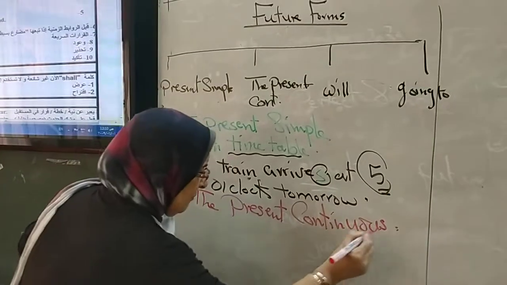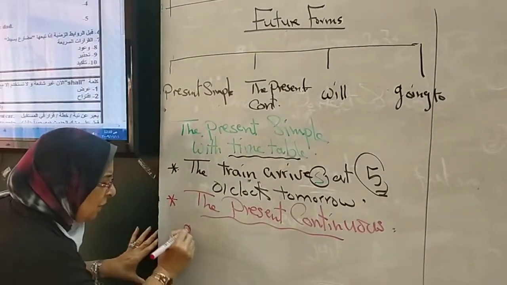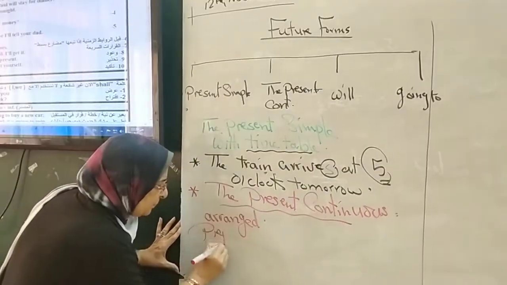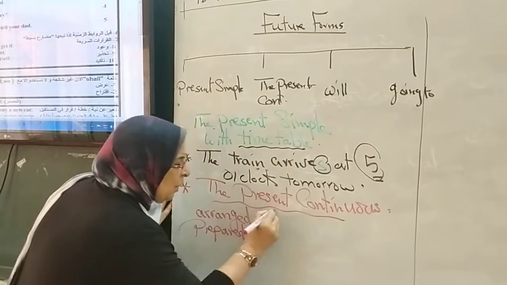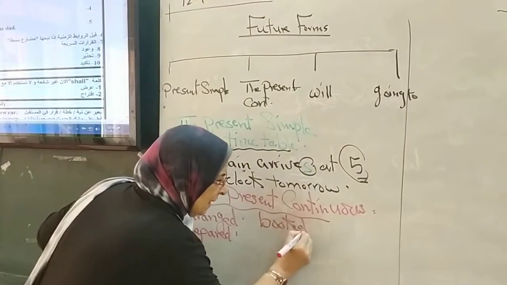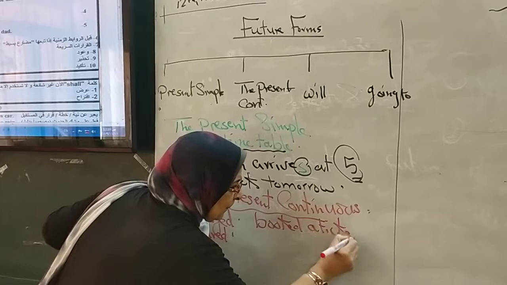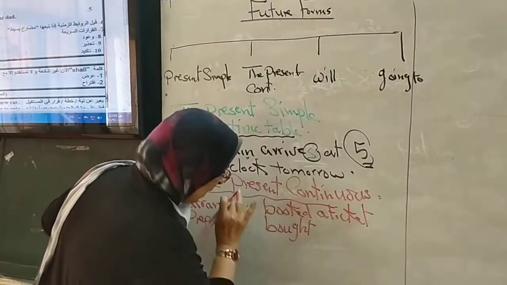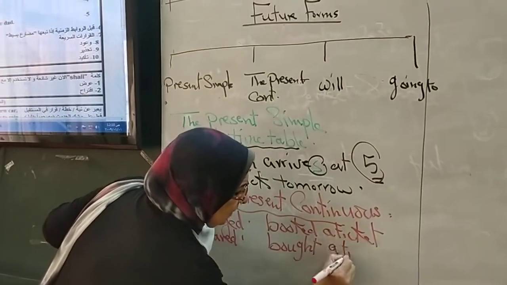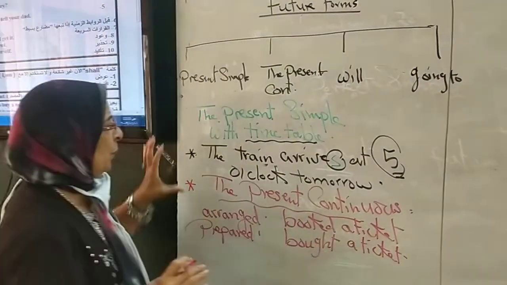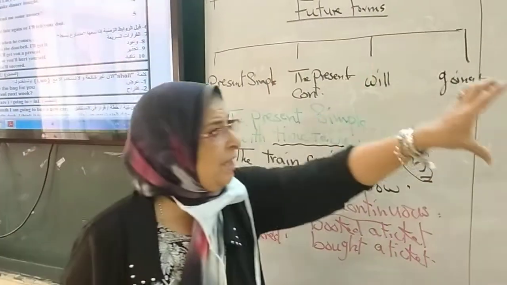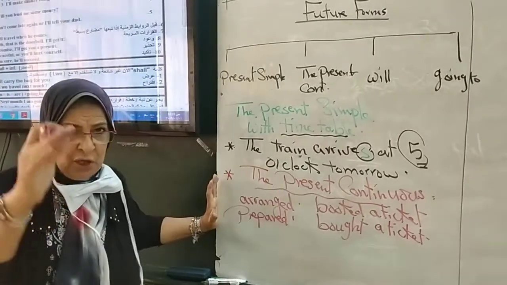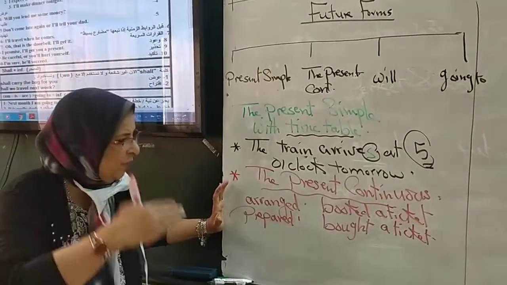when you have arranged or prepared, booked a ticket. I want to say something here: the difference between present continuous and going to is that in the present continuous, it's already arranged. You took the decision and arranged it, prepared for this action.